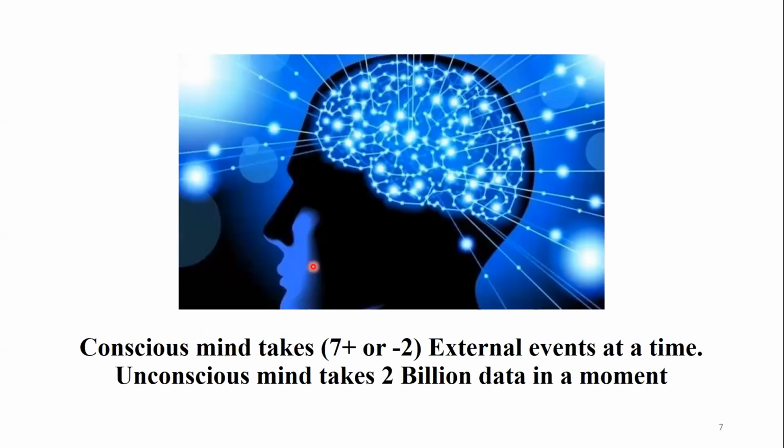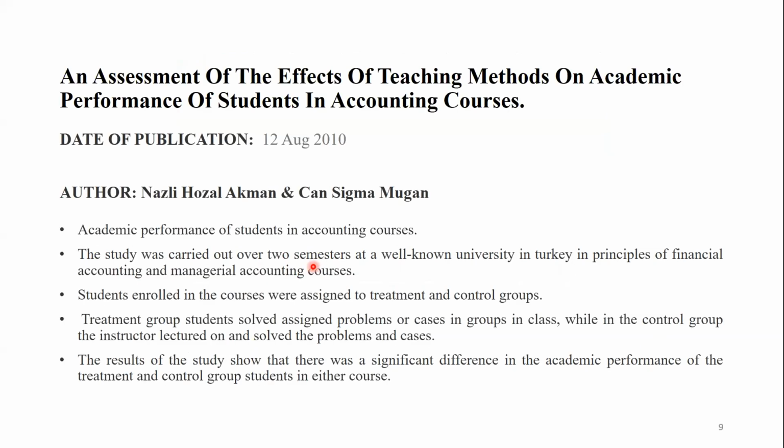A conscious brain takes up to 7 plus or minus 2 external events at a time, and an unconscious mind takes up to 2 billion data in a moment. Now the review of literature. The first is an accounting course. They were grouped into 2 groups, the treatment group and the control group. The treatment group was left free, and the control group was under a mentor. Whenever the mentor teaches, the control group learns everything, and when the examination is posted, they answer all the questions the mentor taught. Whereas the treatment group studied out of the box and they were able to answer many questions.